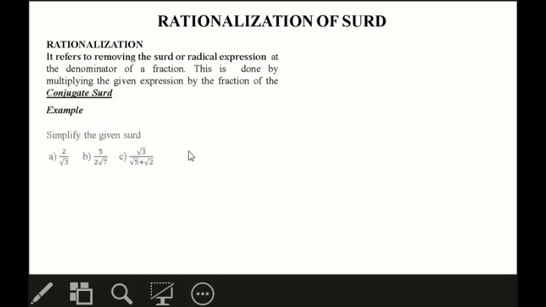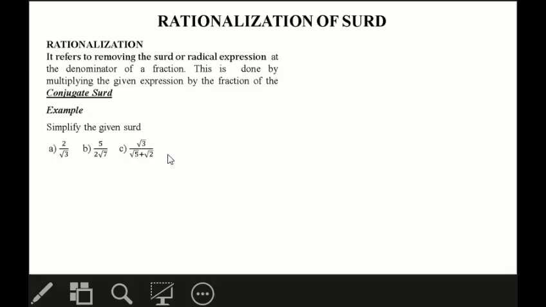Simplify the given set. We have A, 2 over root of 3. We have B, 5 over 2 root of 7. And we have C, root of 3 divided by root 5 plus root 2.